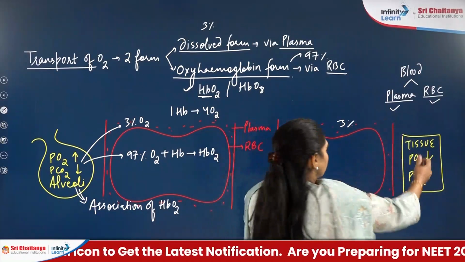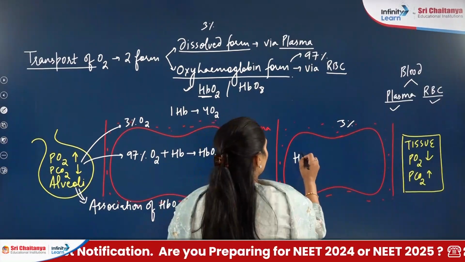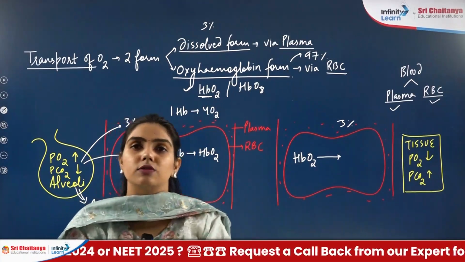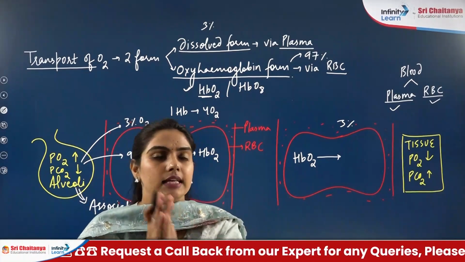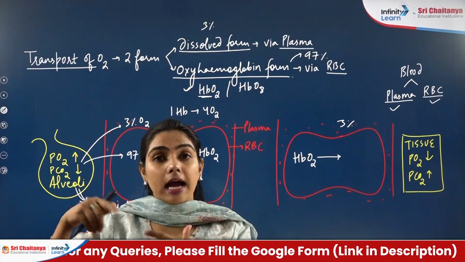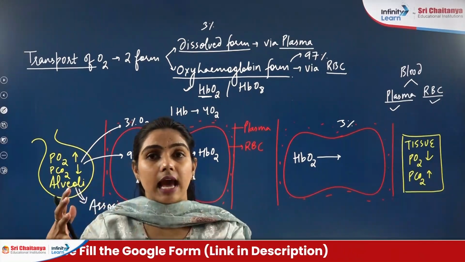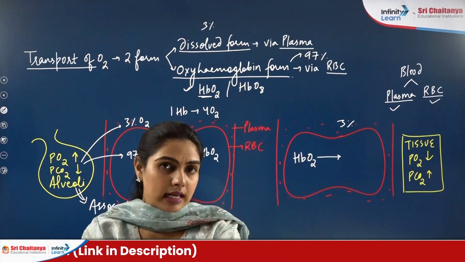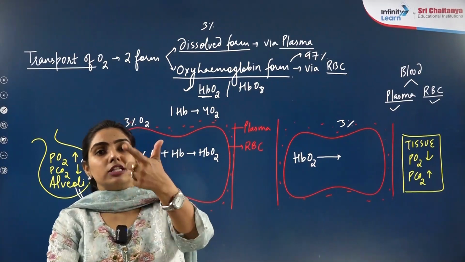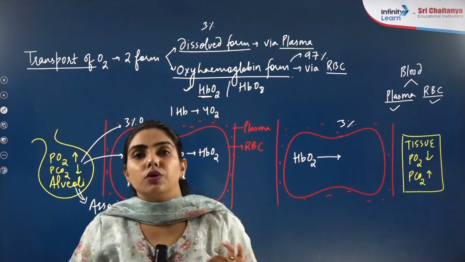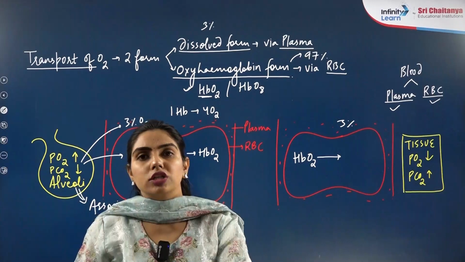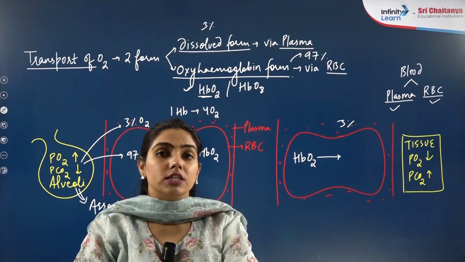Due to this partial pressure difference, here the hemoglobin will leave the oxygen. See, hemoglobin loves both the gases, oxygen as well as carbon dioxide. But wherever it sees the high partial pressure value of any gas, it will bind to that gas only. For example, wherever CO2 partial pressure is more, it will bind to CO2. And wherever oxygen partial pressure is more, it will bind to oxygen and it will dissociate from the CO2.